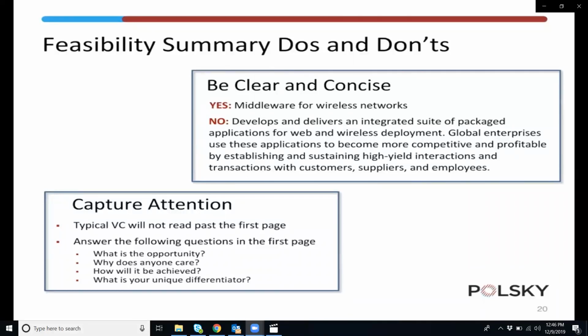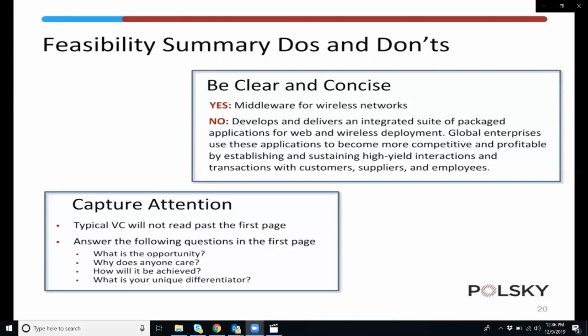The opening paragraph of your feasibility summary, or the first page of your feasibility summary, should tell me what is the opportunity here, what are you bringing to market, who is it for, why is it unique, why are you in the right position to do it, and what's your unique differentiator. That's your business opportunity, and you want to put that up front in sort of a summary paragraph.